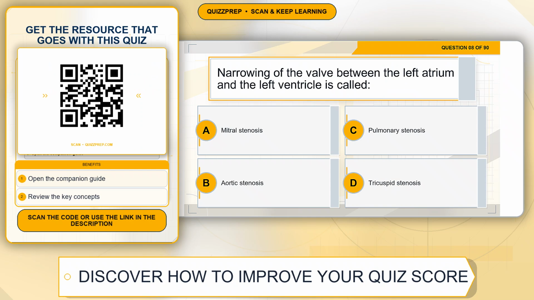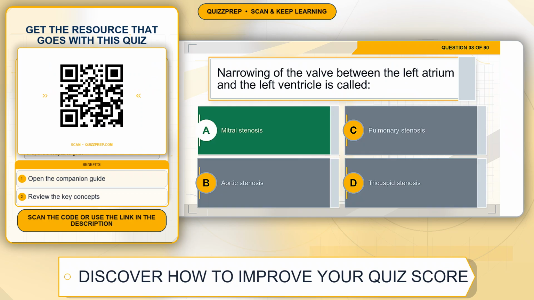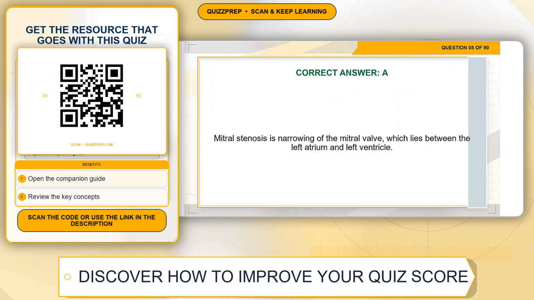Question 8. Narrowing of the valve between the left atrium and the left ventricle is called. Option A, mitral stenosis. Option B, aortic stenosis. Option C, pulmonary stenosis. Option D, tricuspid stenosis. The correct answer is option A, mitral stenosis. Explanation. Mitral stenosis is narrowing of the mitral valve, which lies between the left atrium and left ventricle.